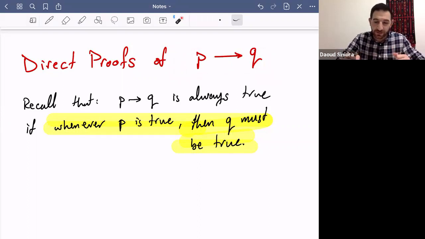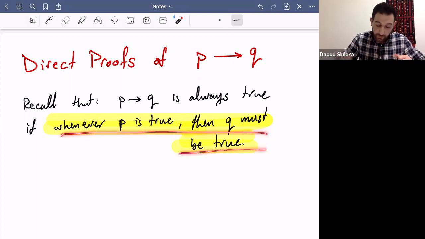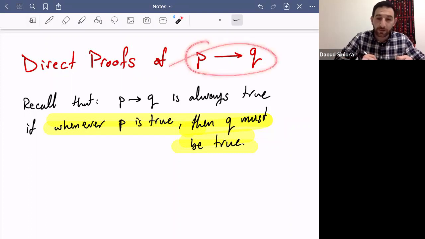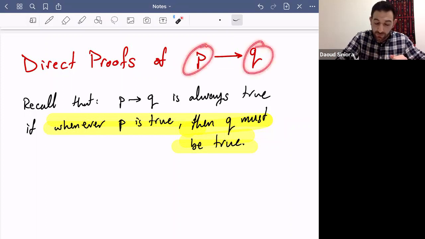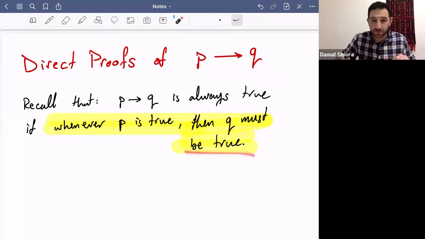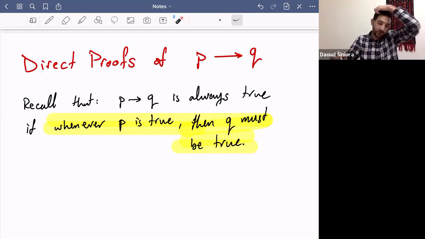Another way to see it is that when we show that when P is true, Q must be true as well, we avoid the only case where it is false, which is when P is true and Q is false. This case can't happen if we show that when P is true, Q is true as well. It follows that Q is true.